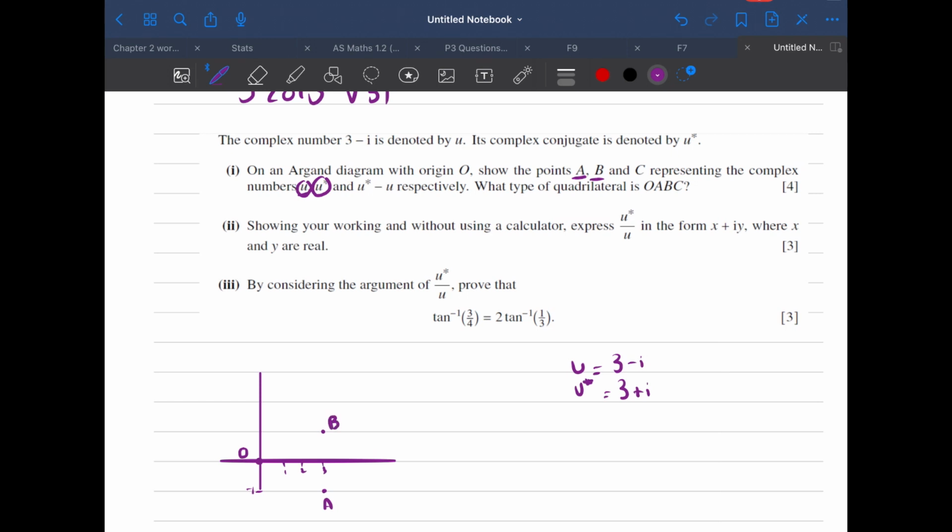This is my B. Now C is u conjugate minus u. So 3 plus i minus 3 minus i. That's 3 minus 3 is 0, plus i plus i, that's 2i. 2i will lie here. Now this is C. Now you need to identify which shape this is. The shape I can see is a parallelogram. Do you get this?